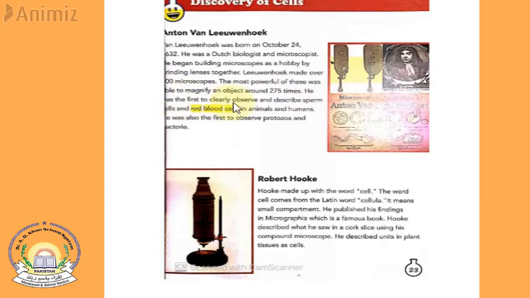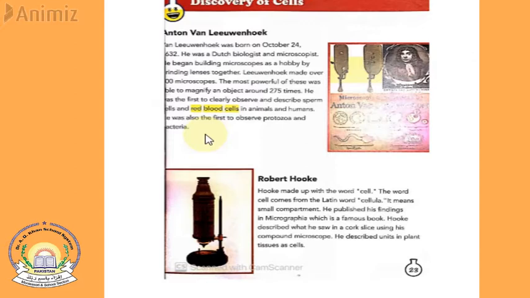He was the first to clearly observe and describe sperm cells and red blood cells in animals and humans. He was also the first to observe protozoa and bacteria. So this man, Leeuwenhoek, was a Dutch biologist and microscopist. He was the first person who discovered cells.